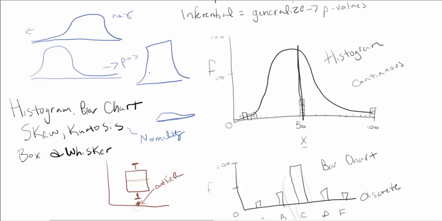Histograms and bar charts can be a visual detection of normality, skew, and kurtosis. This might actually give you a sense of your outliers as well.